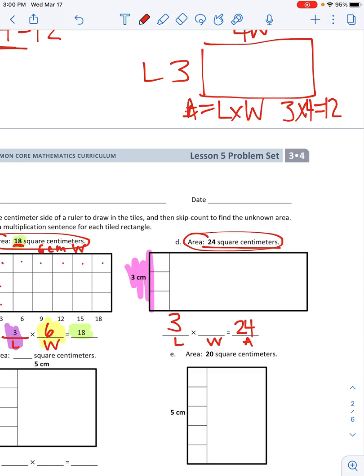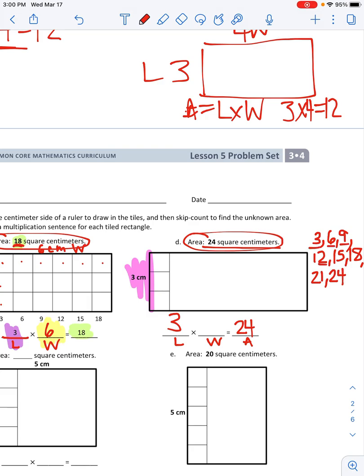Now we have to draw the rest of these boxes in, but we know that we need to find something that will multiply by 3 to get to 24. So I might skip count. I might go 3, 6, 9, 12, 15, 18. Have I gotten to 24 yet? No. 21, 24. So now I can count how many of those I needed.